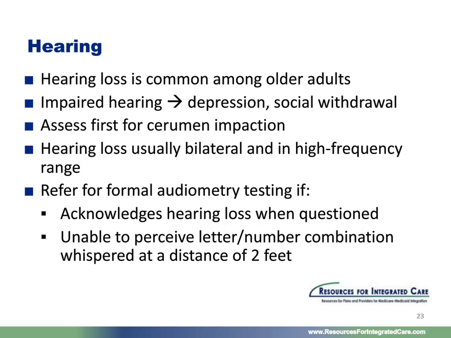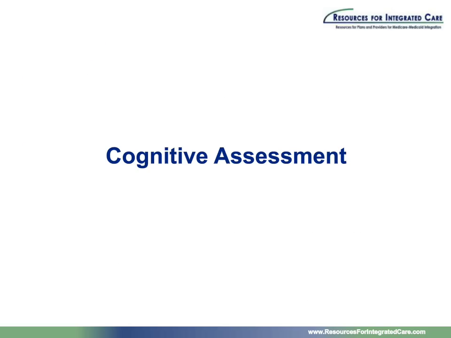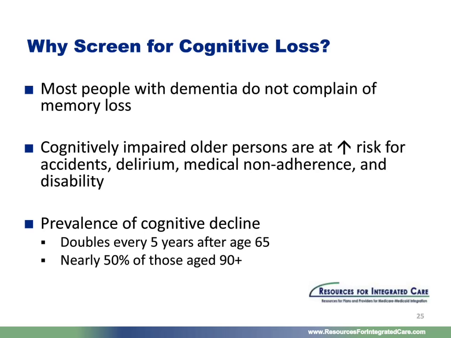So we're going to discuss why we want to screen for cognitive loss. This is a very common problem in our geriatric population. Most people with dementia do not complain of memory loss, so it's definitely important to screen for this condition. It's quite important because cognitively impaired older adults are at more risk for accidents, delirium, issues with medical adherence, and disability. And the prevalence, like I mentioned, is quite high. After the age of 65, every 5 years, the prevalence doubles. So by the time we get to our patients who are in their 80s and 90s, it's close to about 50% prevalence. So very important to screen for and have that high on your radar.